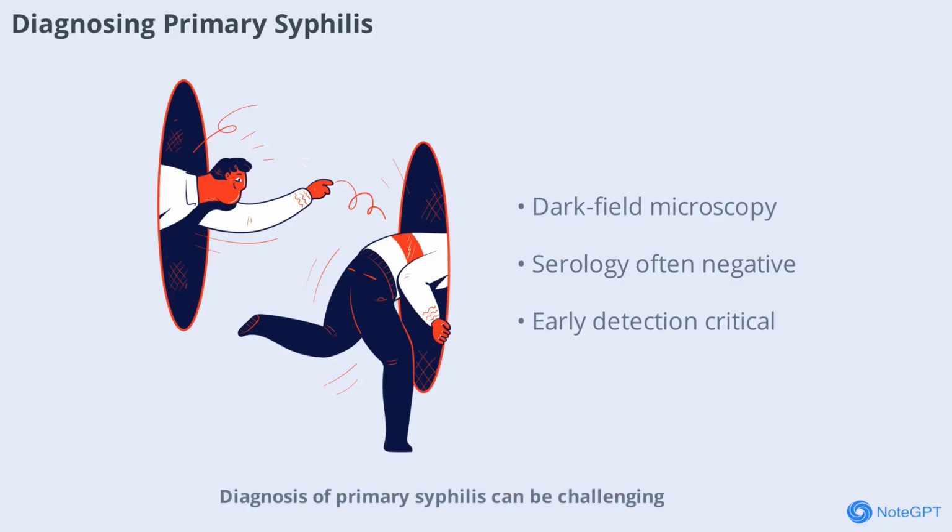Diagnosis of primary syphilis can be challenging, as serological tests may still be negative. Direct detection of Treponema pallidum from the canker using dark-field microscopy is the most reliable method at this stage. Early identification is crucial, as treatment is most effective before the disease progresses. If left untreated, the infection enters a latent phase before advancing to secondary syphilis.